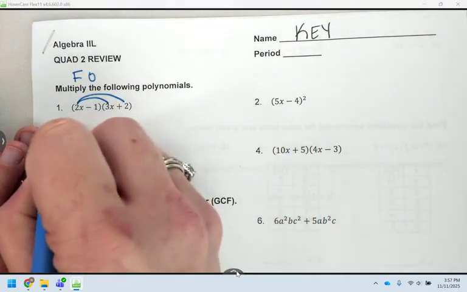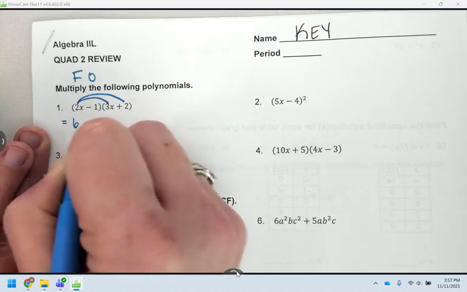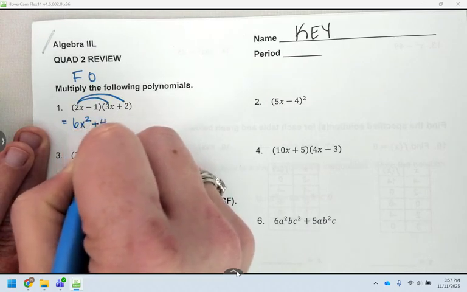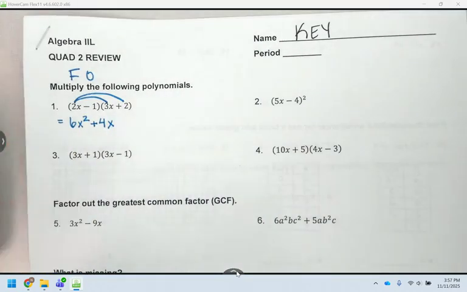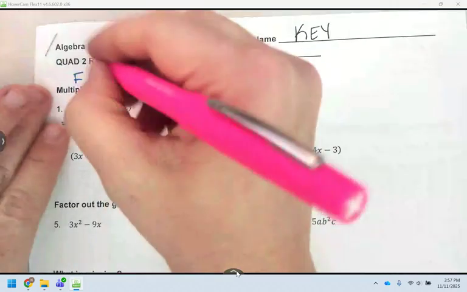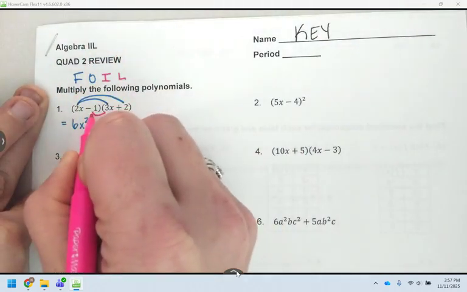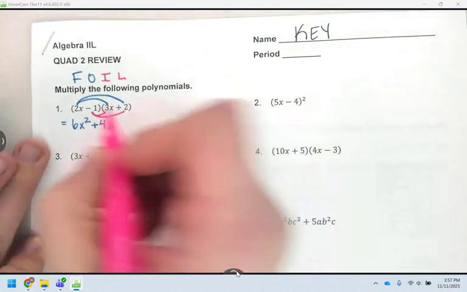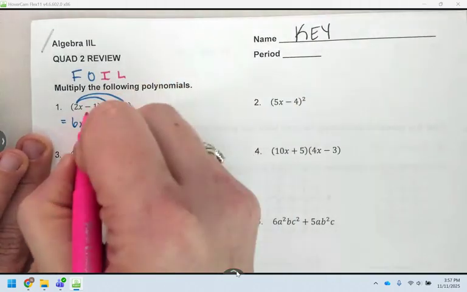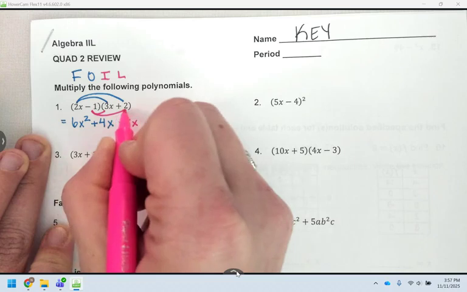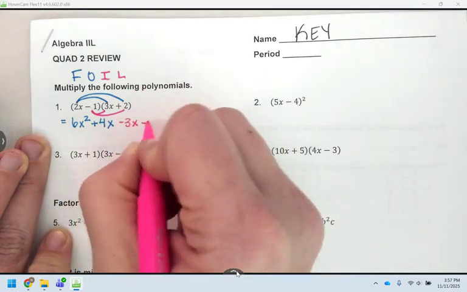So 2x times 3x is a 6x squared. 2x times a 2 is a positive 4x. And then we have an I and an L. The I stands for the inners, and the L stands for the last of each term. So negative 1 times 3x is a negative 3x. Negative 1 times 2 is a negative 2.